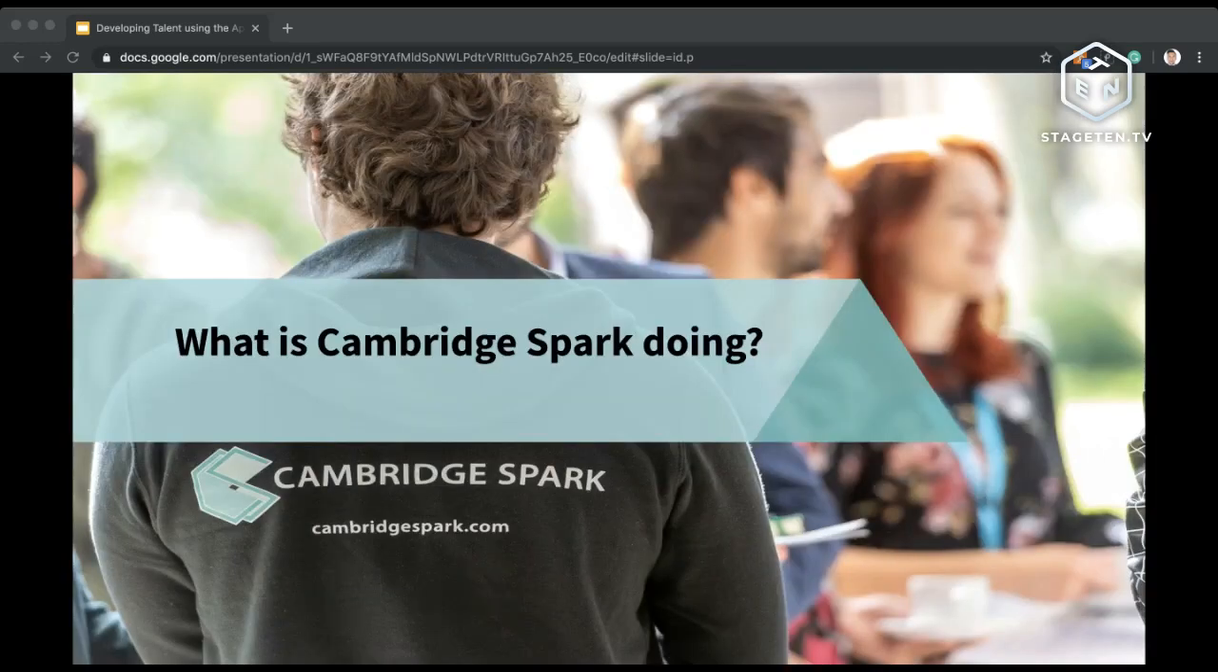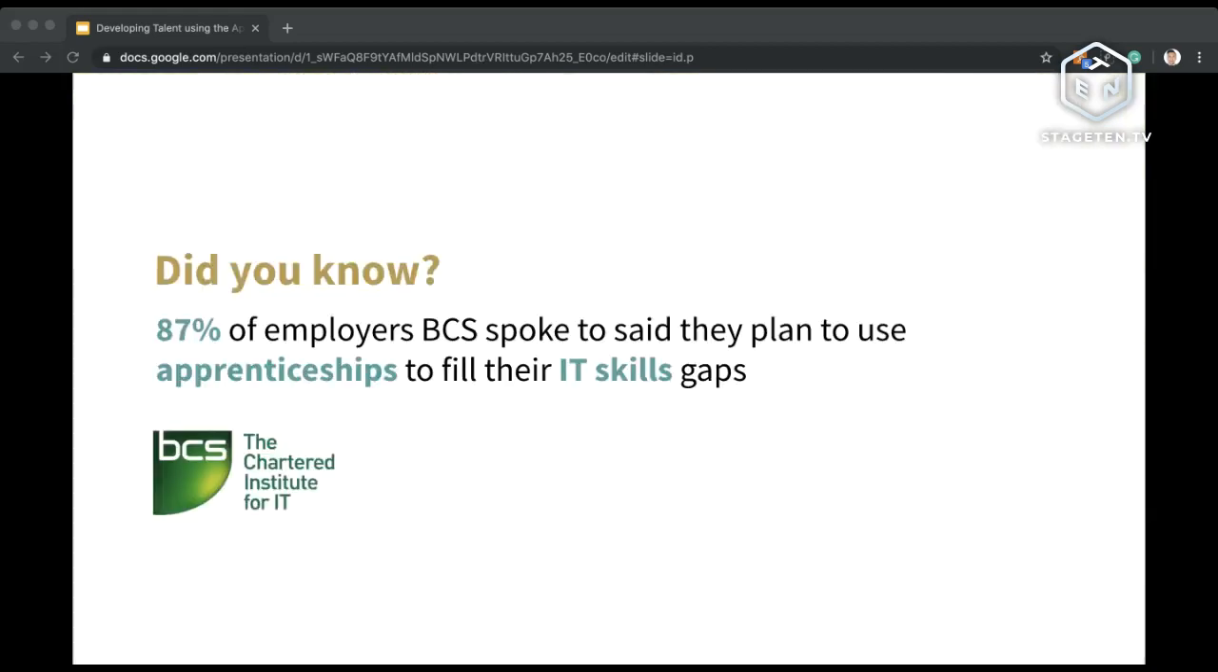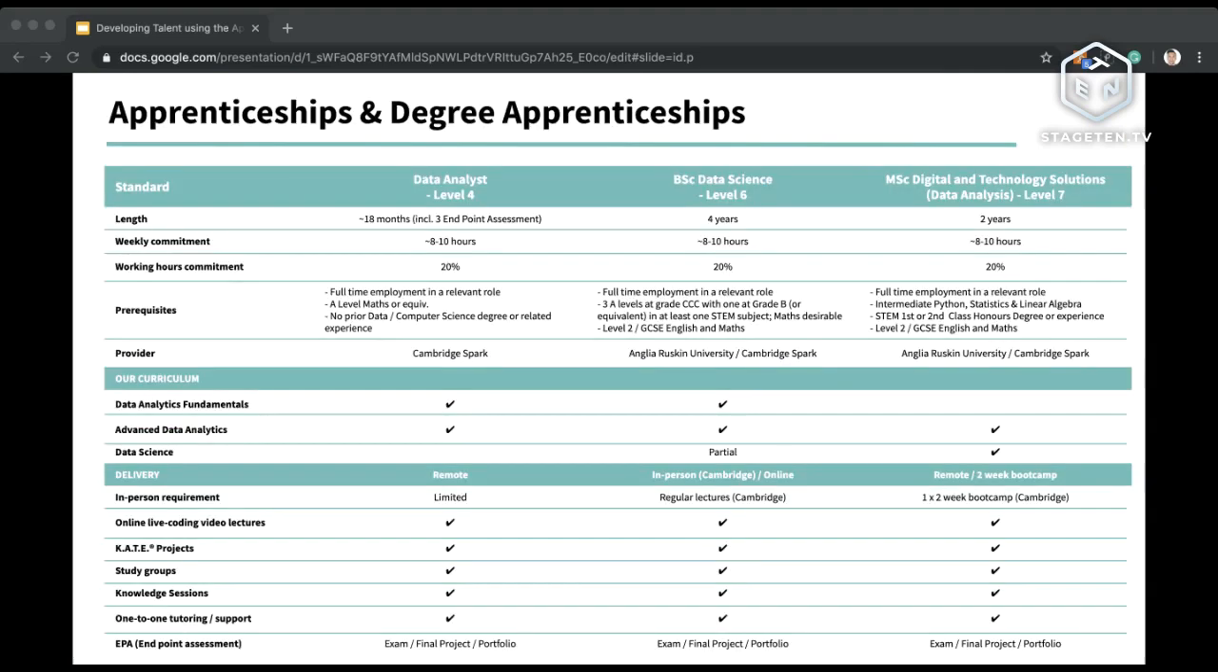So what are Cambridge Spark doing? Well, 87% of employers BCS spoke to said they're going to be using apprenticeships to close their IT skills gaps, and that's where we come in. We have a range of options. So specifically in data science, that's our specialism, and we as a training provider have decided we are going to specialize in our area of expertise. So we're focusing on data science. Some training providers will focus on offering a broad range of subjects and offer that diversity.